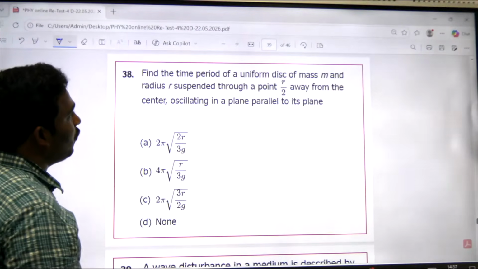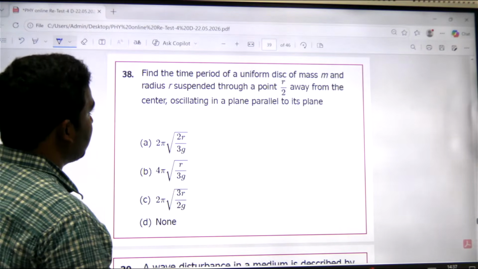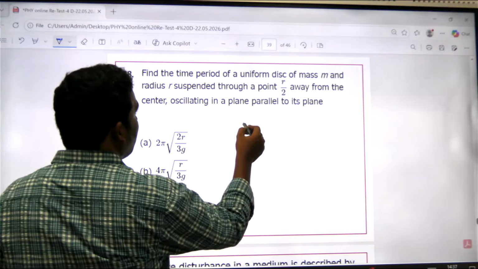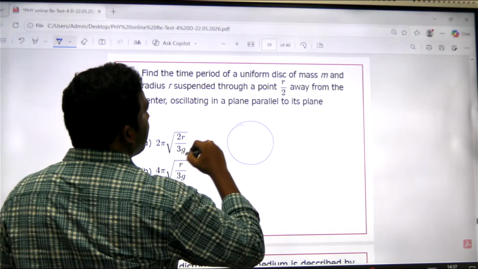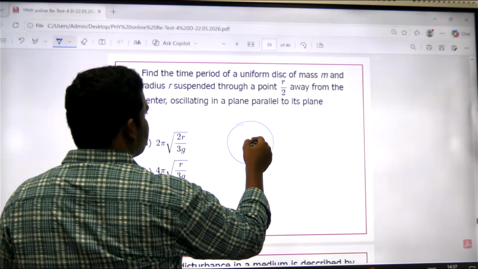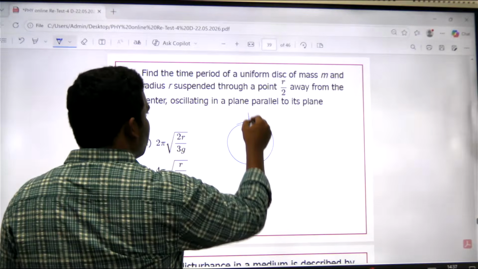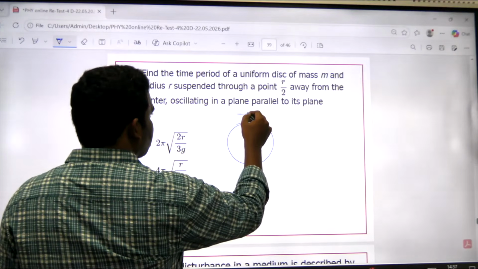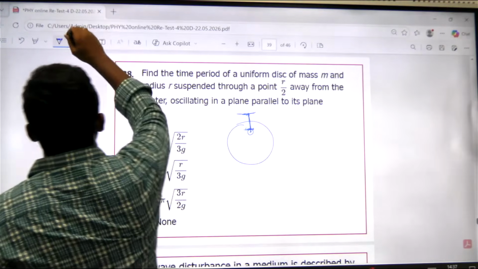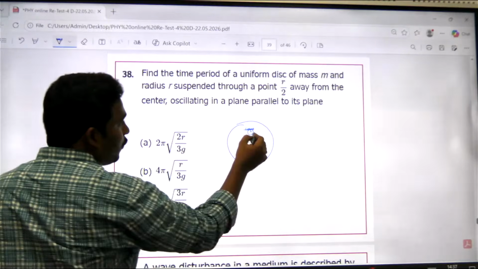Find the time period for a uniform disk of mass m and radius r, suspended through a point r by 2 away from the center, oscillating in the plane. It is oscillating with respect to this position. This is the fixed point through which it is oscillating.